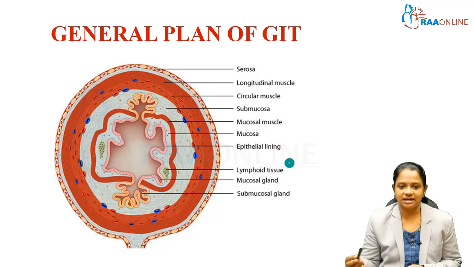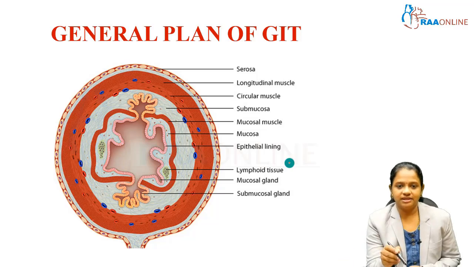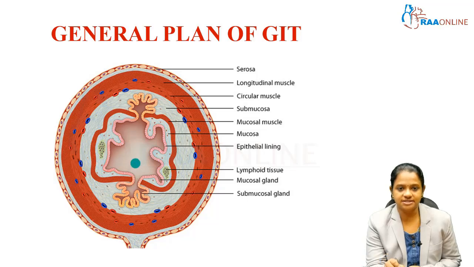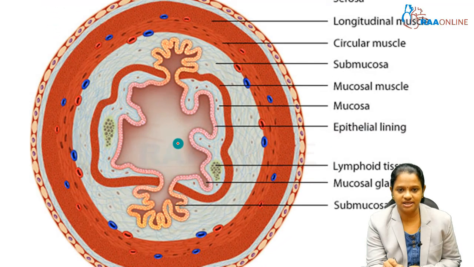This is the diagrammatic representation of a section of the GIT. So in this you can see 4 layers. This is the lumen of the GIT and here it is the mucosa, which consists of the epithelium, which is close to the lumen. The first thing is the epithelium, then the underlying connective tissue, that is the lamina propria, and beneath that is the smooth muscle layer, which is the muscularis mucosa. So these 3 together constitute the mucosa of the GIT.